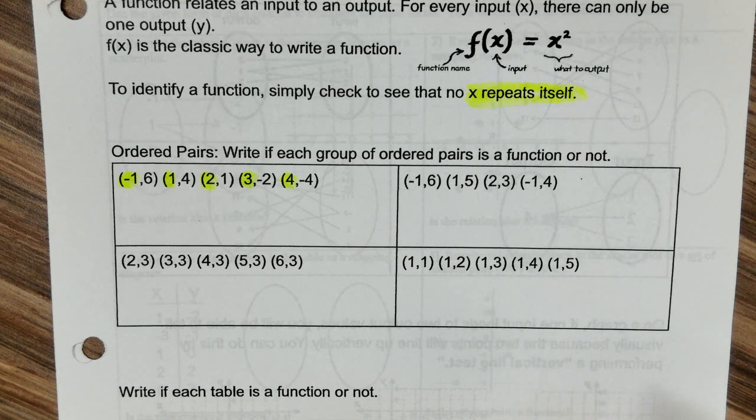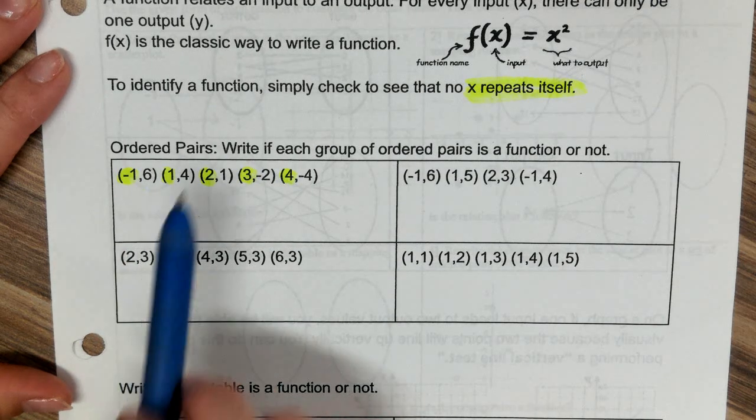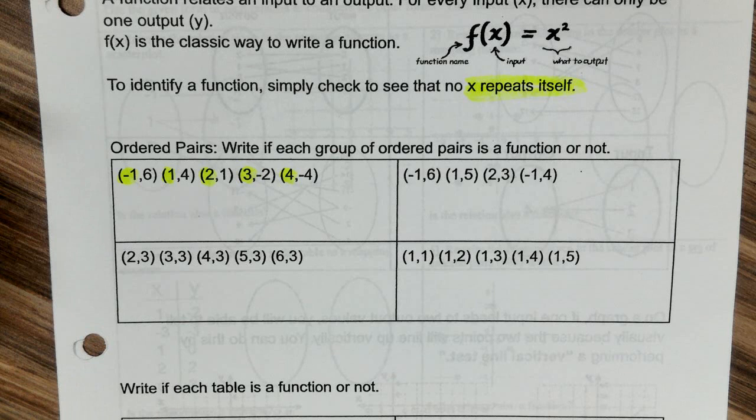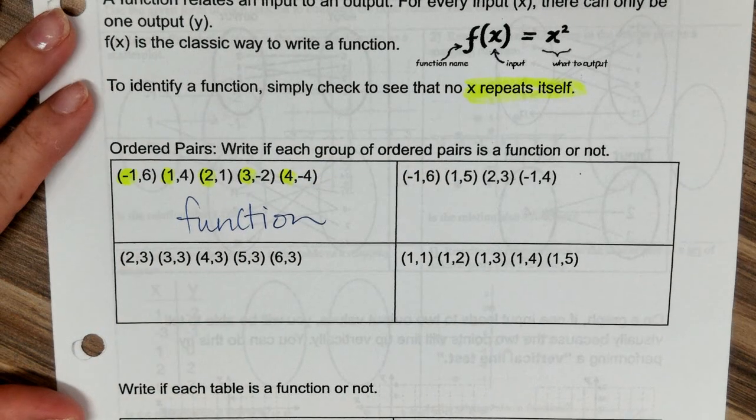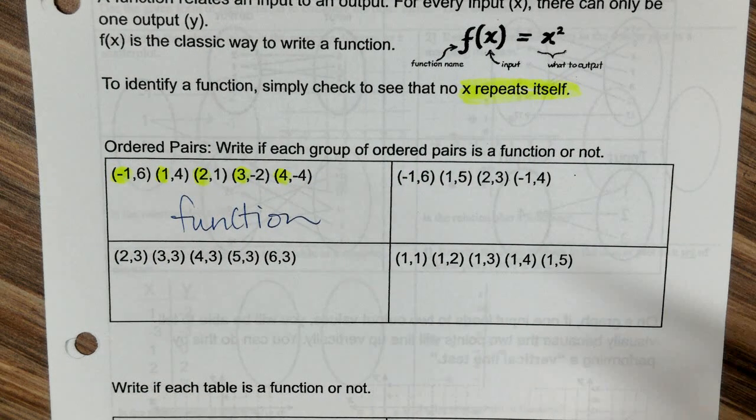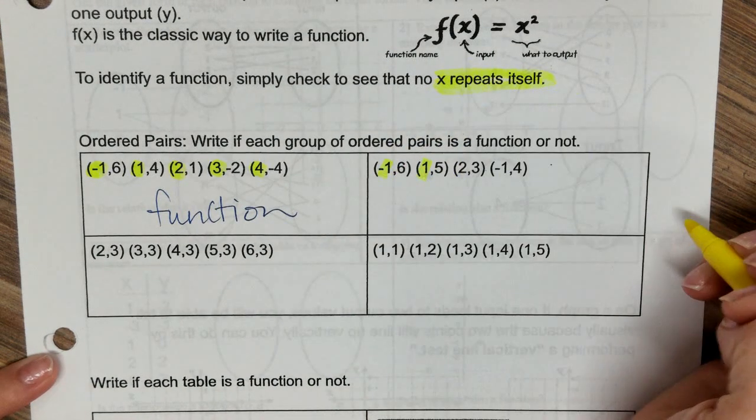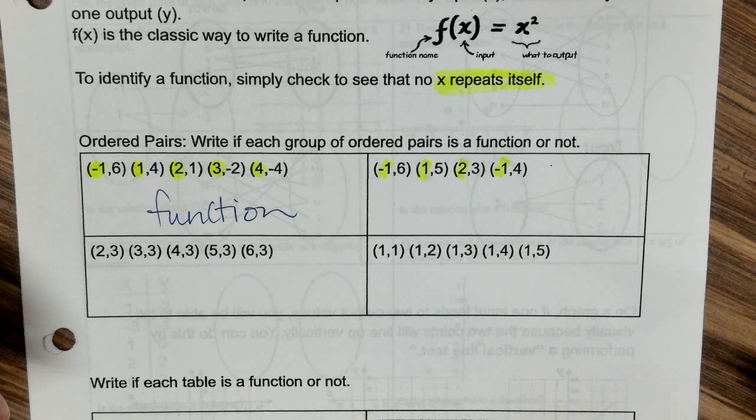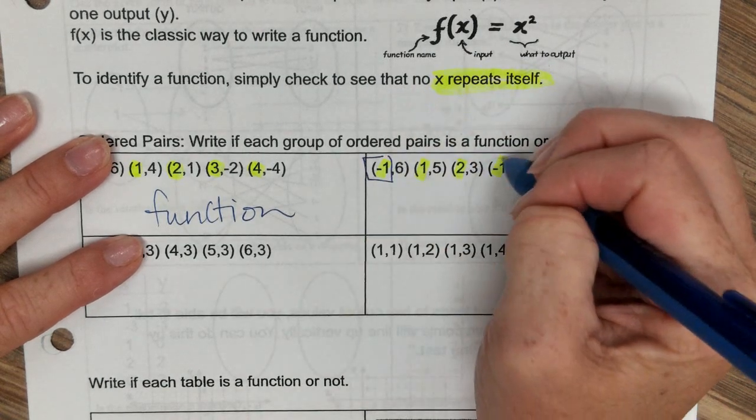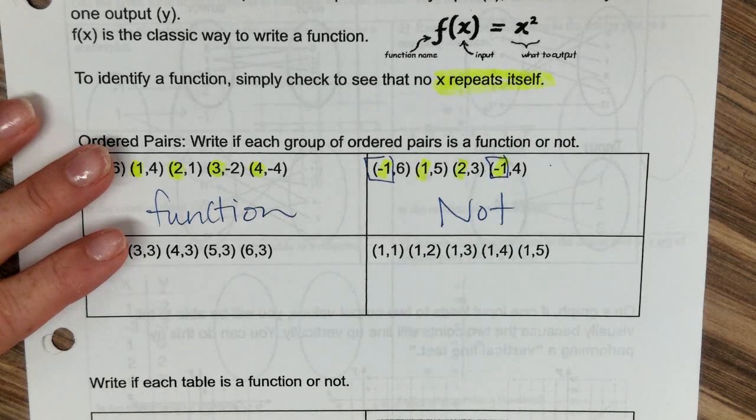We highlighted the x's because we only care about the x's. So look at the x's. -1, +1, 2, 3, 4. Do any of those x's repeat? No. So this is a function. Okay, let's look at this one. Highlight your x's. I have -1, +1, 2, and -1. Did you see anything that repeats? Which one? The -1. Because these repeat, this is no, not a function.